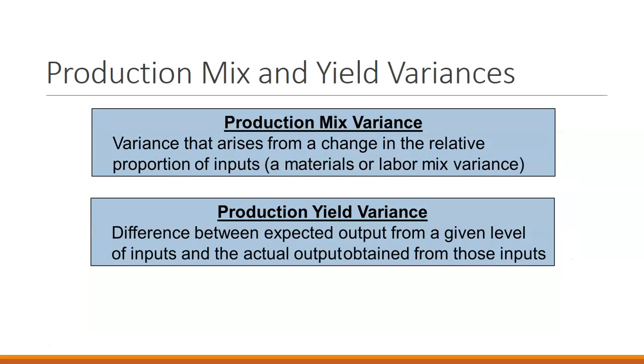Then we can also have production mix and yield variances. These are the variances that arise just because of a materials or a labor mix variance. Our production yield is the difference between our expected output from a given level of inputs and the actual output we had. So what did we plan our output to be versus what was our actual output?